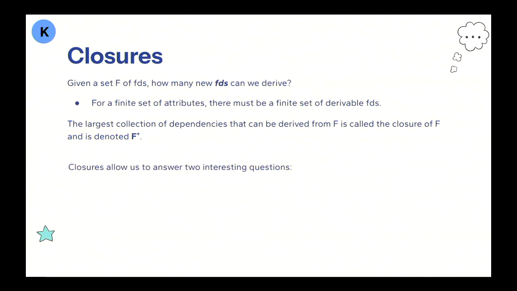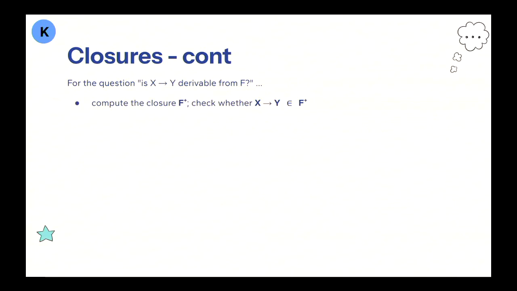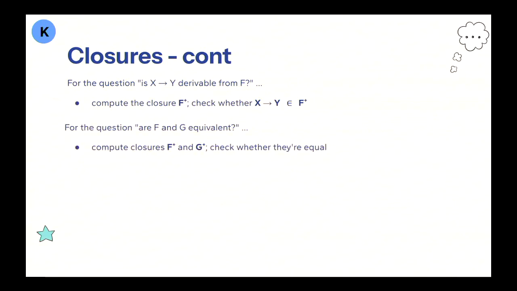And closures allow us to answer two very interesting questions. So the first one is, is a particular dependency X determines Y derivable from a set of functional dependencies F? So if it is within that closure, of course it's derivable, right? And are two sets of dependencies F and G equivalent? Because if their closures are equivalent, then the two sets of dependencies are essentially equivalent. So this is the answers to the first two questions.